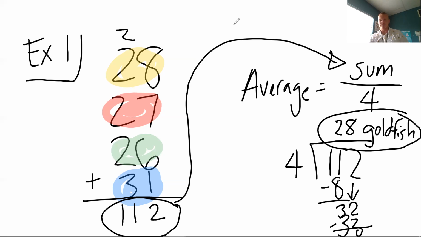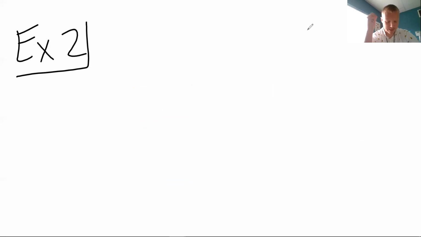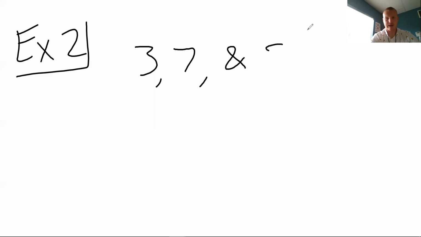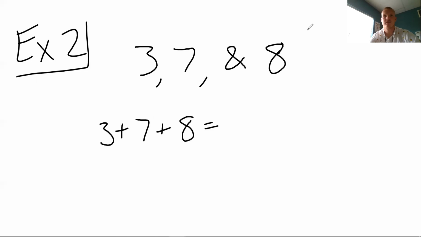So let's try another one. Example 2. What is the average of 3, 7, and 8? Grace, how do I do that? Yep, 3 plus 7 plus 8. And what's that going to be? So 3 plus 7 is what, Grace? 3 plus 7 is going to be 10, plus 8 would be 18.